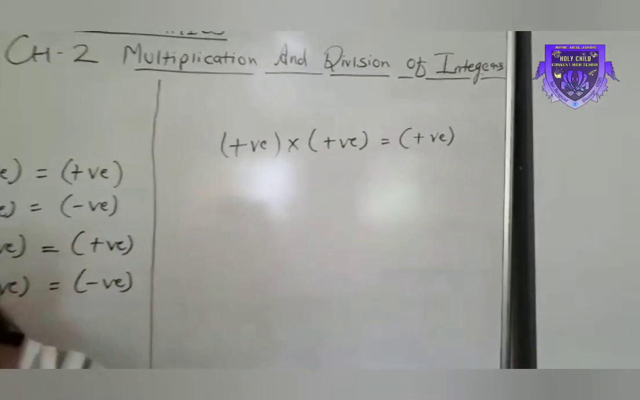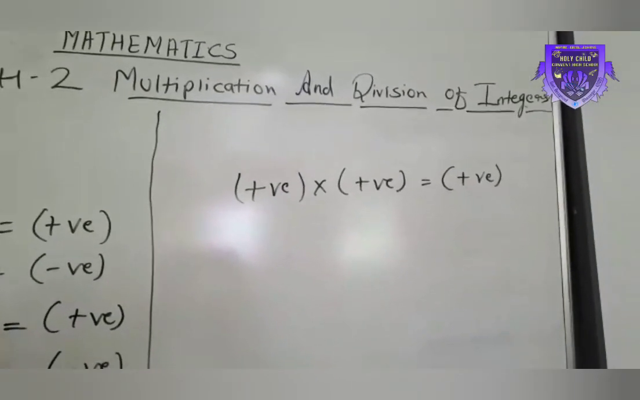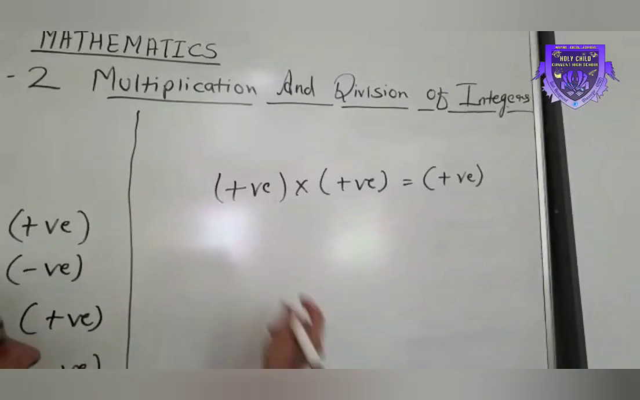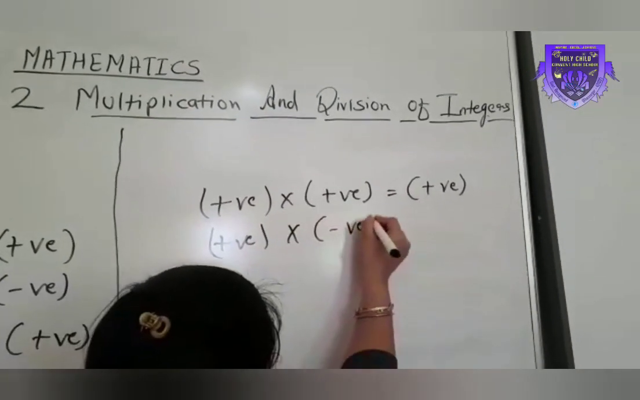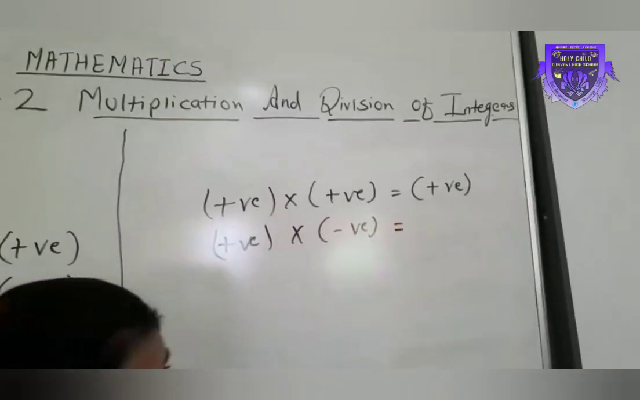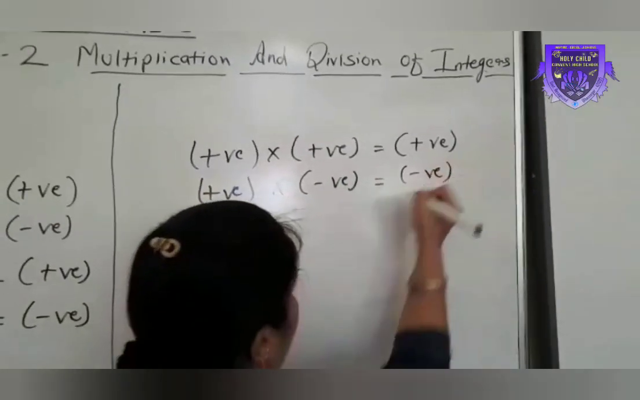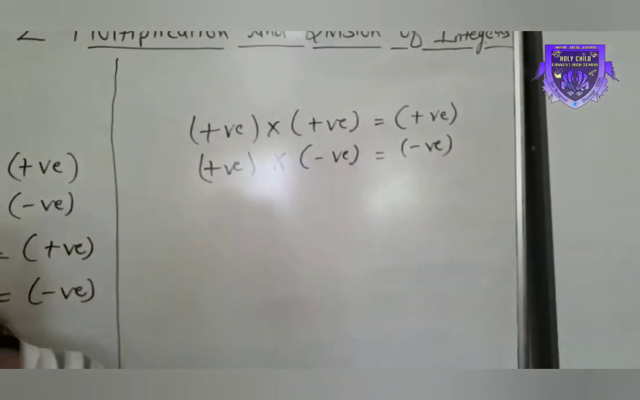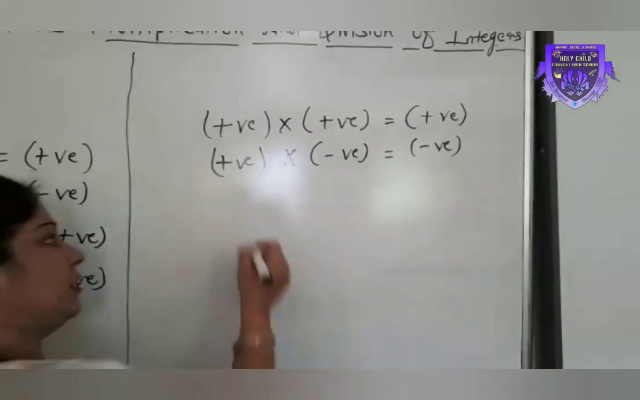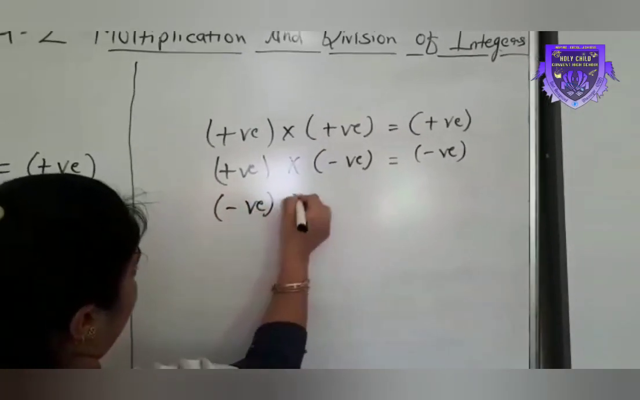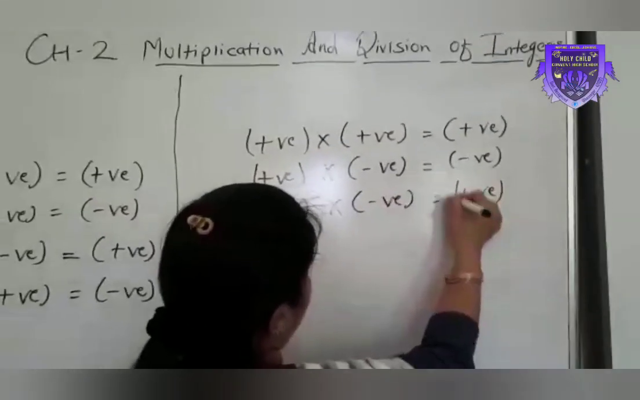Second rule is, the product of one positive and one negative integer is negative. When we are multiplying one positive integer with another negative integer, we will get the answer in negative. Understood? Again, third rule, the product of two negative integers is a positive integer. When we are multiplying two negative integers, we will get the answer in positive.